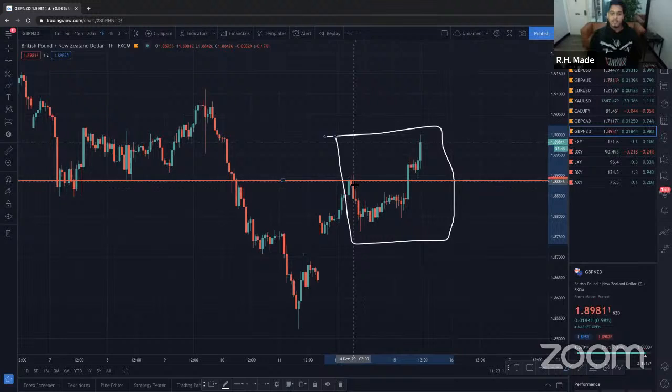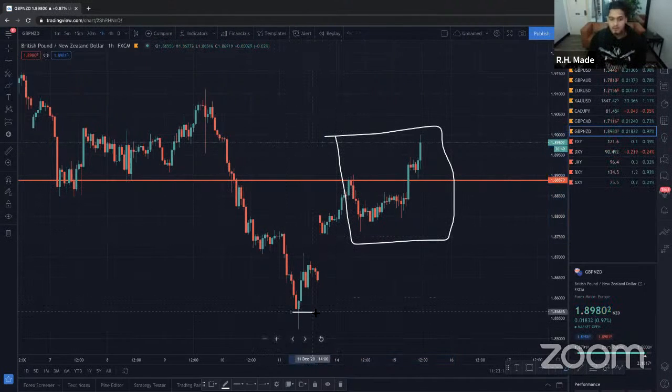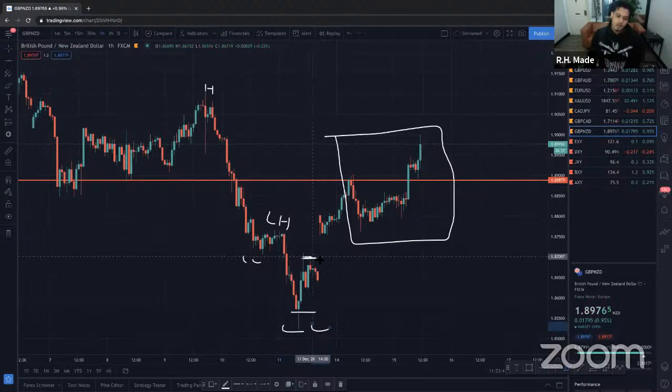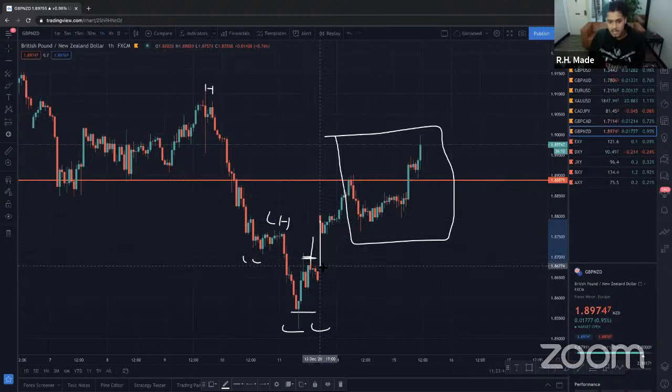I noticed that price started off right here, making a low. Price made a high. Market closed. When the market was closed, this looked like a downtrend because it was making lower lows and lower highs. But the market over the weekend was bullish, right? We got this gap right here.